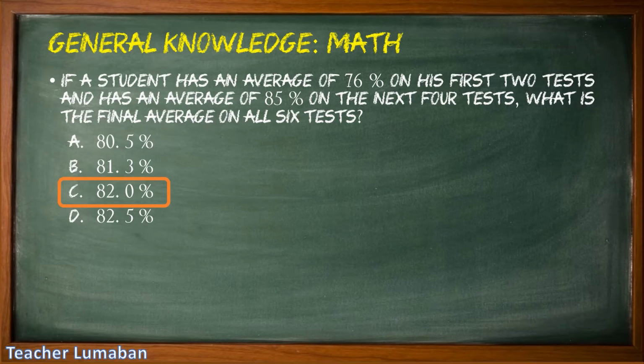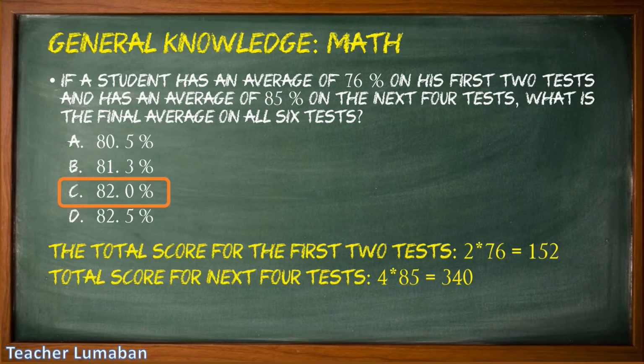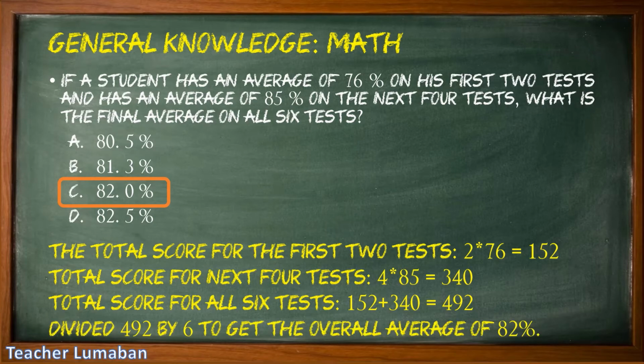82.0%. The formula is the total score for the first 2 tests, 2 multiplied by 76 equals 152. The total score for the next 4 tests, 4 multiplied by 85 equals 340. Total score for all 6 tests, 152 plus 340 equals 492. Divided 492 by 6 to get the overall average of 82%.